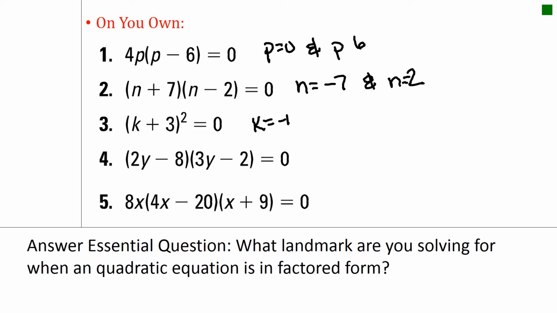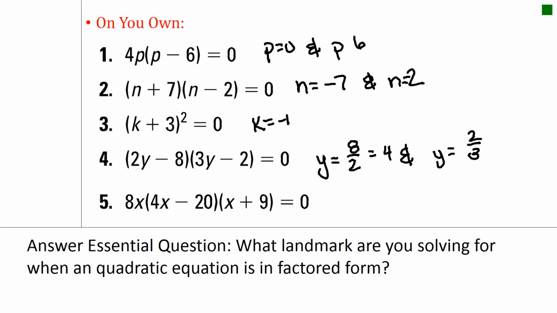The fourth one, hopefully you followed through. I didn't really talk about these two. The fourth one is y is 8 divided by 2, which equals 4, and y is 2 divided by 3.